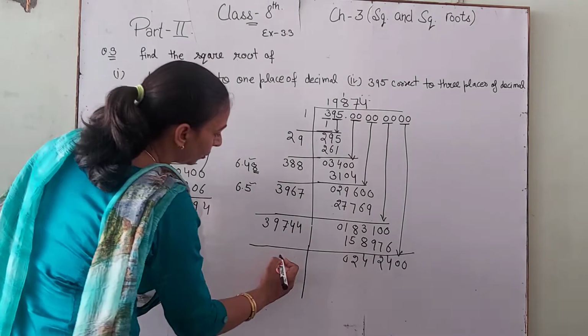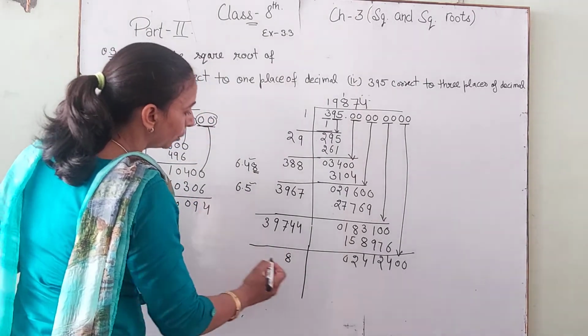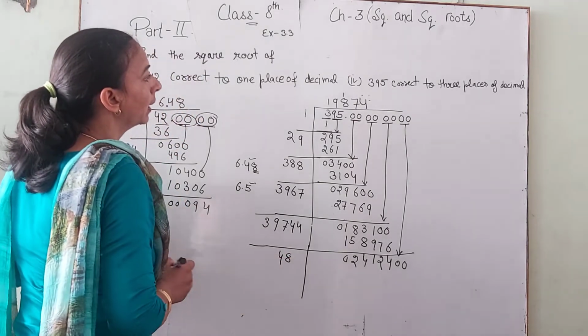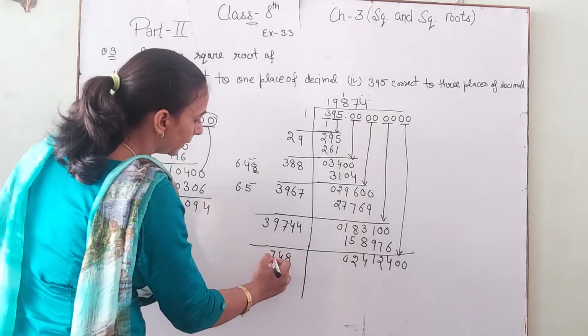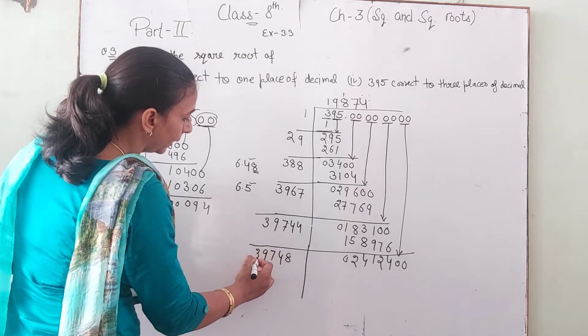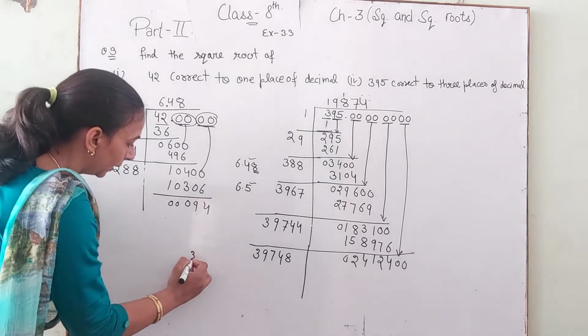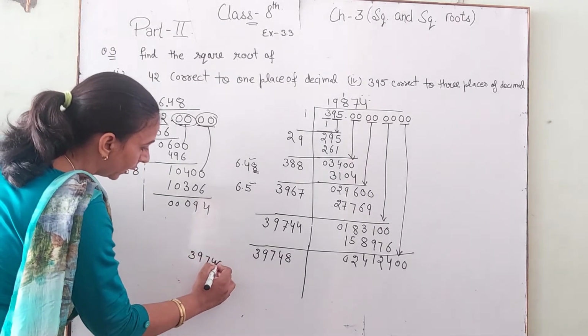Double of this: 4 2s are 8, 4 2s are 8, 7 2s are 14, 8 2s are 16 and 17, 9 2s are 18 and 1, 9 and 2. Okay. Next check 3, 9, 7, 4, 8.